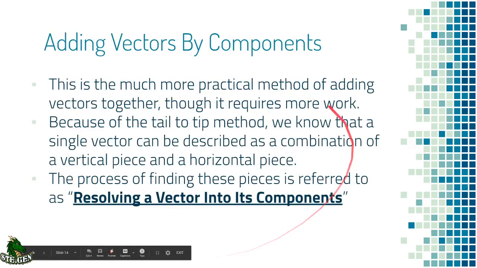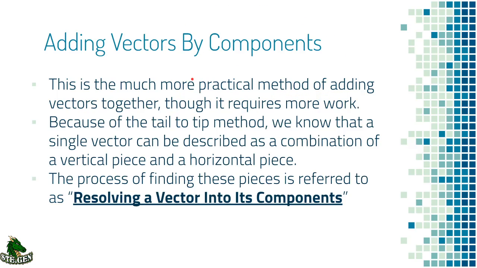Now, this is where we're going to stop because this is the part we're going to begin with on Monday. But adding vectors by components is a much more practical method of adding vectors together because you're almost never going to be able to draw things to scale for these problems. It requires more work, but it's a lot more consistent. Because of the tail-to-tip method, we know that a single vector can be described as a combination of a vertical and a horizontal piece.